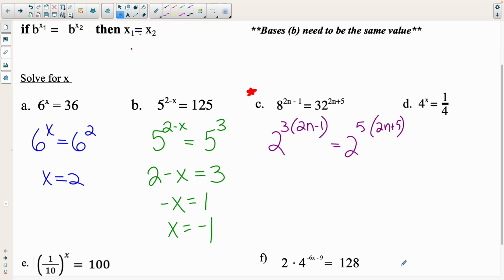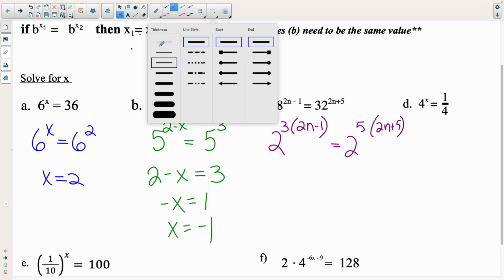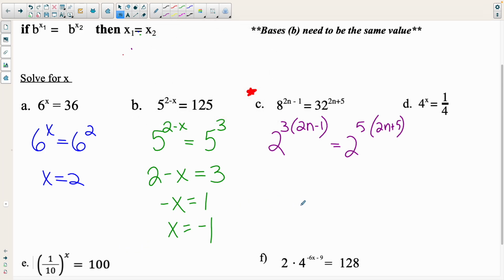So now that I have the bases equal, I am going to set those exponents equal, and I'm just going to distribute it at the same time. So be careful to distribute all the way through the parentheses. So we're going to get 6n minus 3 equals 10n plus 25. Don't worry, these ones can get pretty ugly. So you might get an ugly fraction. It's okay.